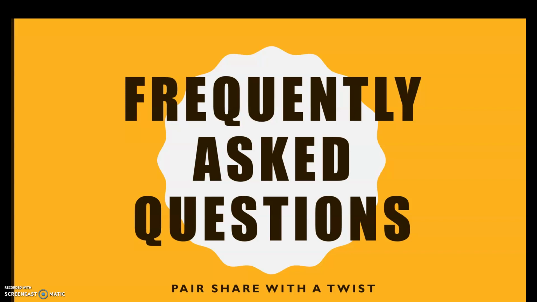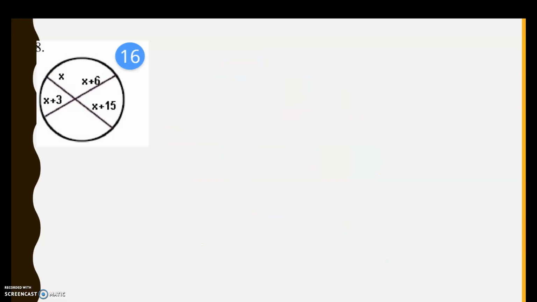Hi guys, I had one question that came up from last night's homework, the pair share with the twist, and it was number 16. So dealing with our chords, we know that we're going to multiply the two parts of our chord, so this times this, and we're going to set it equal to this guy times this guy.